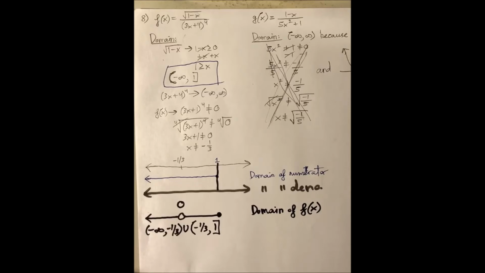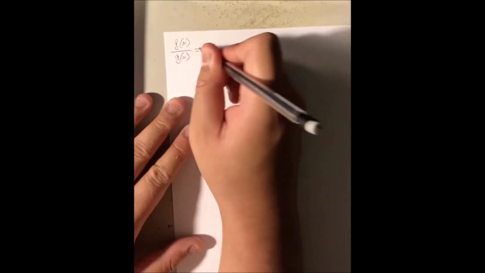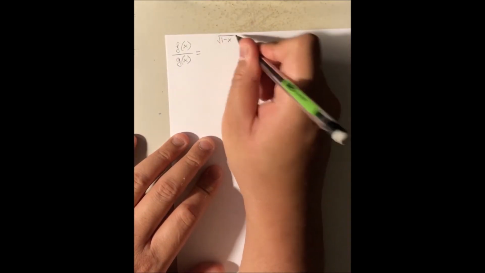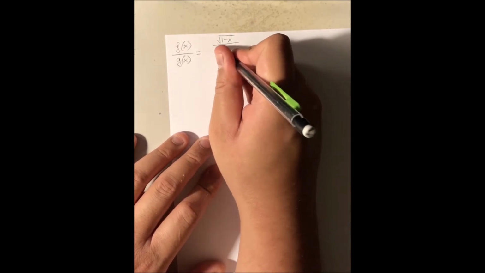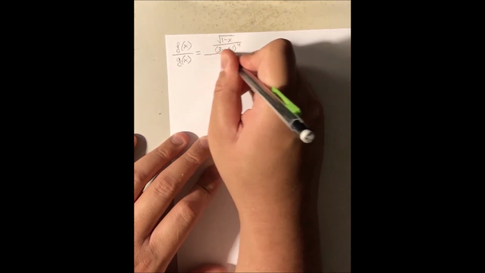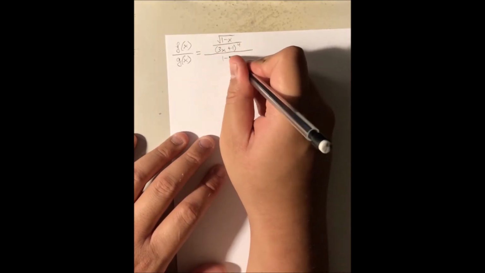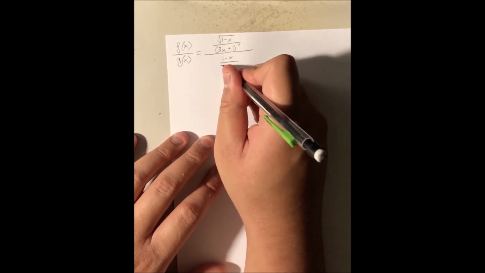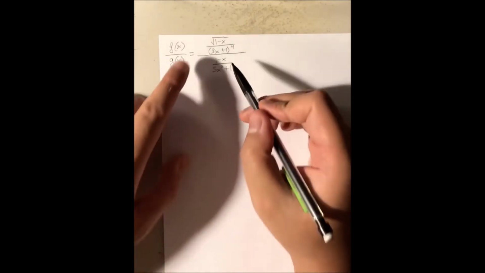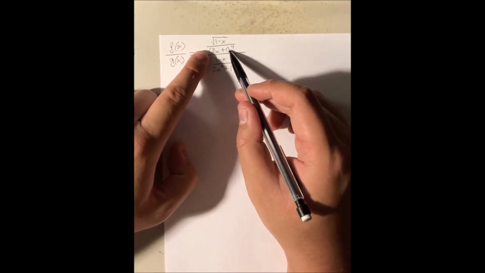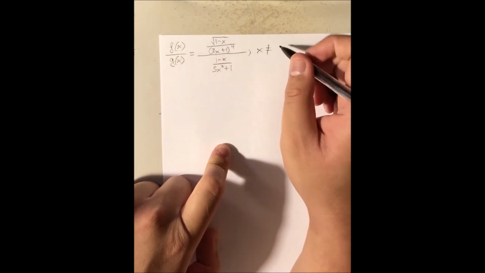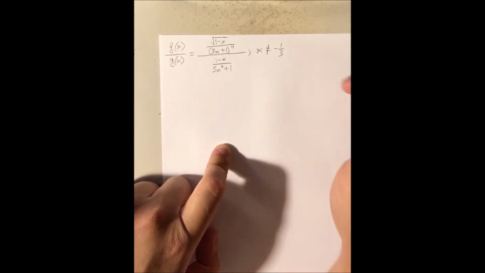Now let's go ahead and find a quotient, f over g and g over f. So f of x over g of x. Well, f of x is the square root of 1 minus x all over 3x plus 1 to the 4th power, all over 1 minus x divided by 5x squared plus 1. So looking at this denominator, we know that x cannot be equal to negative 1/3, just as we did earlier.